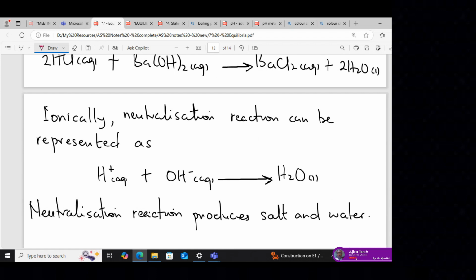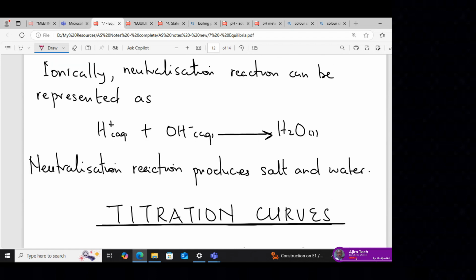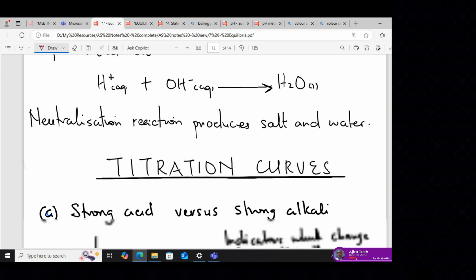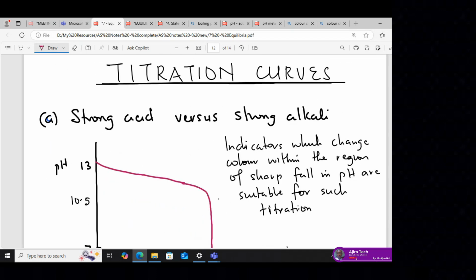What do I write? Can you read? Ionically, neutralization reaction can be represented as H plus and OH minus to give water. That's how to represent all of them. H plus from the acid, OH minus from the alkali. Do you get the point now? It produces salt and water only. Is that okay?